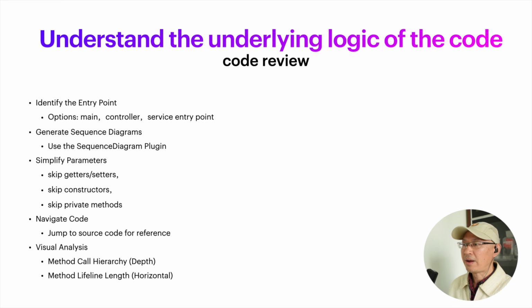Second, use the parameter settings to simplify the diagram. You can filter out routine code to highlight the main logic. For example, getters and setters usually don't have complex logic, so you can skip showing them. Constructors, you can decide to skip them depending on your needs. Private methods, if you are focusing on high-level model interactions, you can skip them too, since models mainly interact through public methods.